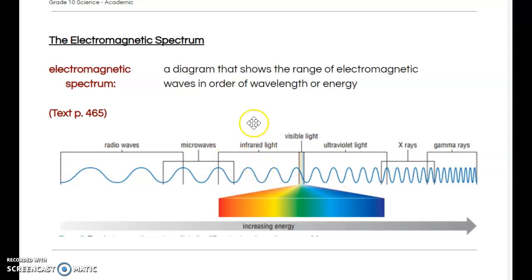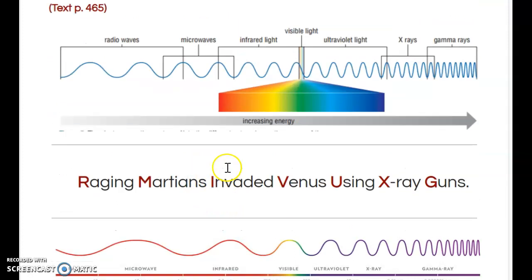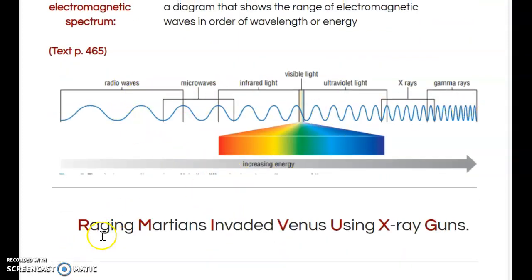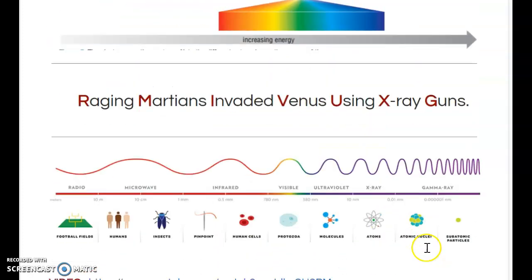As you move from left to right, you're going to get stronger and stronger wavelengths. Then you have infrared, microwaves, as well as radio waves. Infrared would be like waves released by a fire, microwaves released by your microwave cooking potentially, and radio waves by a radio. You do need to memorize this in order, so here is a little mnemonic: Raging Martians invaded Venus using X-ray guns. Radio, microwaves, infrared, visible light, ultraviolet light, X-rays, and gamma rays.